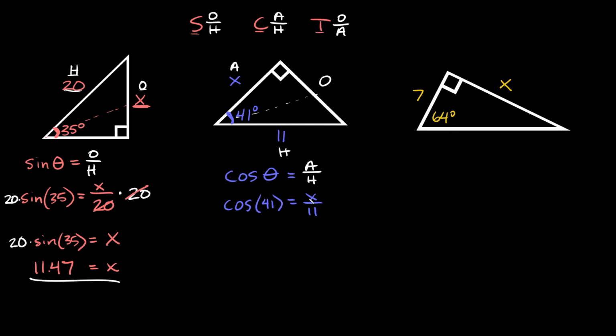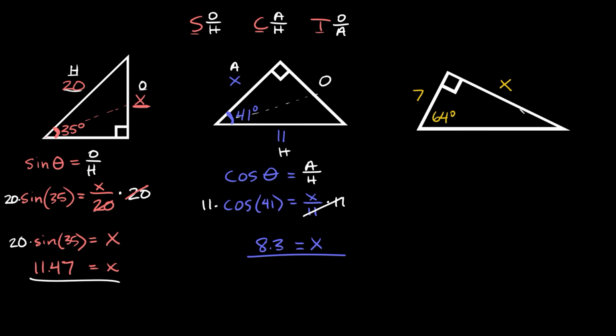All right. Now again, we just want to solve for x, so we need to get rid of this denominator, the 11, and to do that we can simply multiply both sides by 11. So on this side, those cancel out, and we're just left with x on this side. So we get x is equal to 11 times the cosine of 41, and that's equal to approximately 8.3. Boom, right? So that's the length of the adjacent side right here.